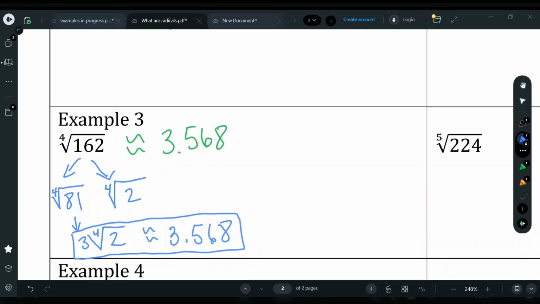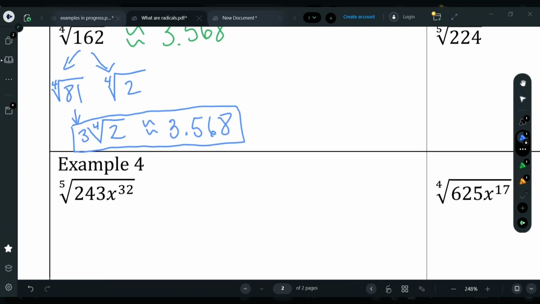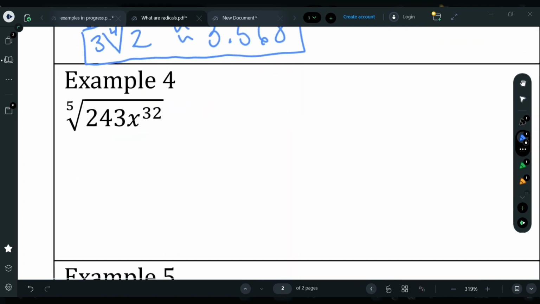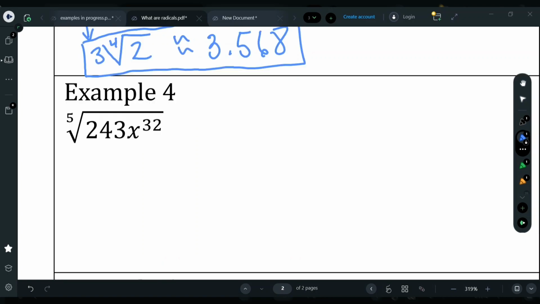All right, let's keep going here. Example number 4. Now, take a look here. Not only do we have a number, we also have a variable. Okay. And I'll show you what to do here with these. We're basically going to treat each of these separately. We're going to try to simplify the fifth root of 243 and then the fifth root of the variable, and then we'll put it back together, see what we get.